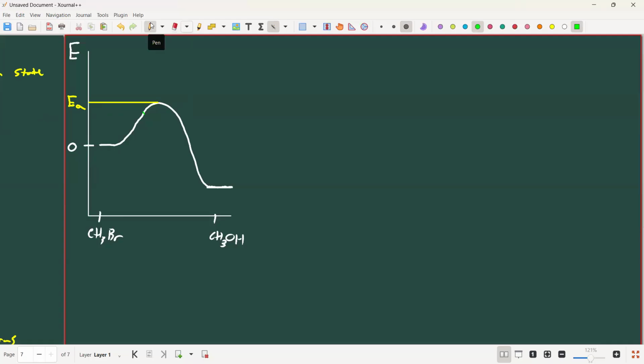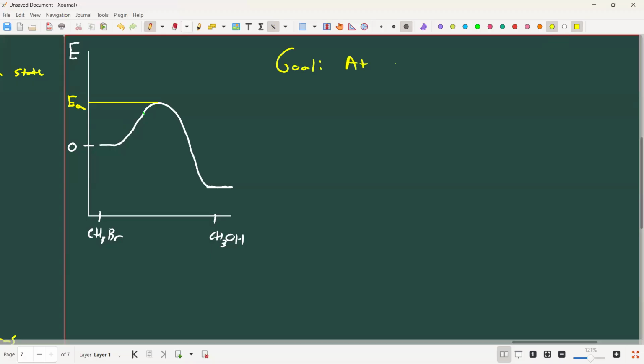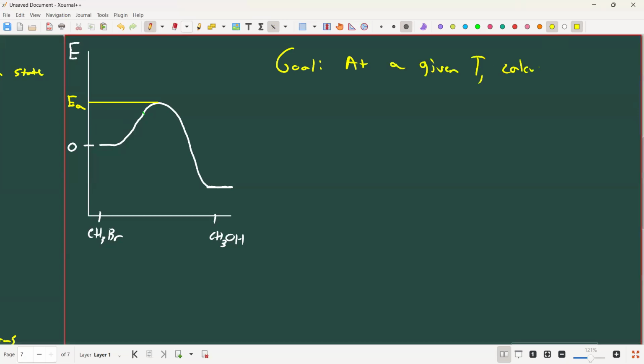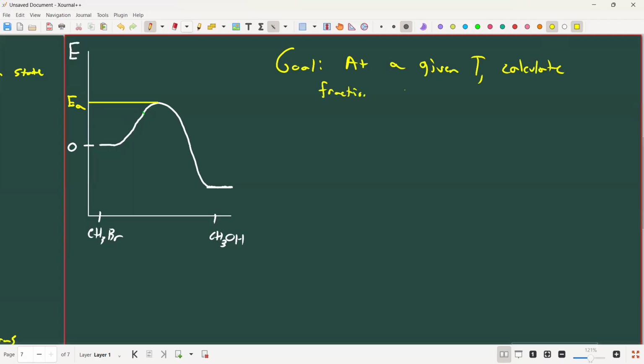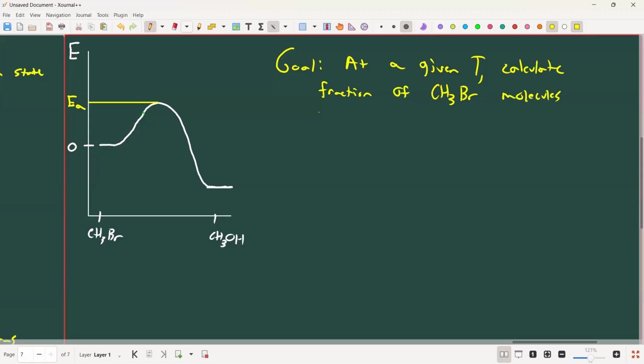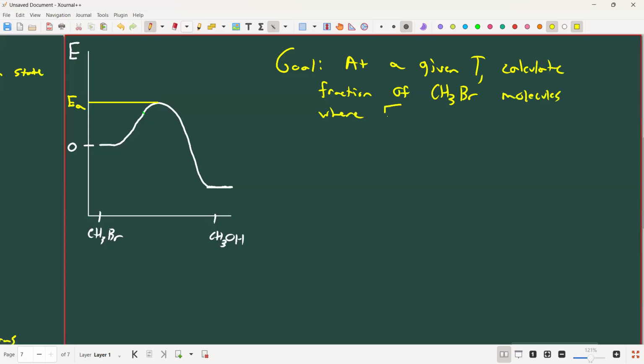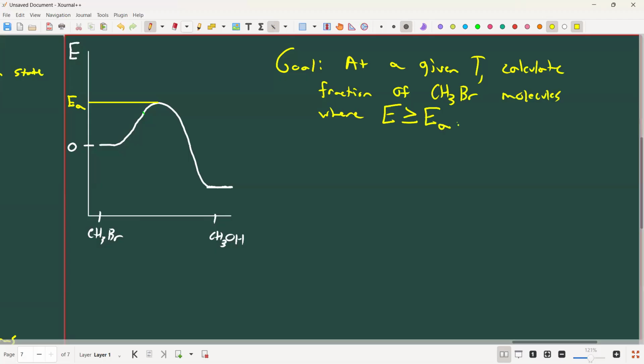You can get the idea, right? We want to think about how many molecules have enough energy. So our goal here is that at a given temperature, calculate the percent or fraction of molecules where their energy is greater than or equal to E sub A. Right? That's our goal.